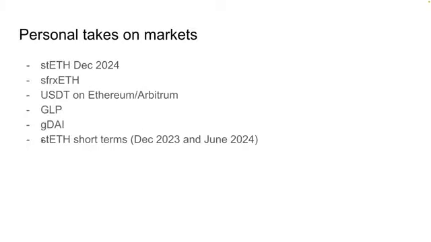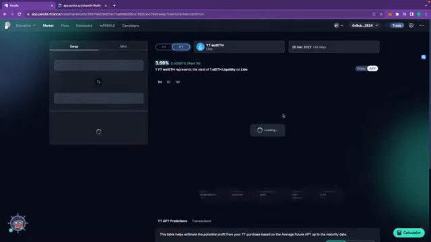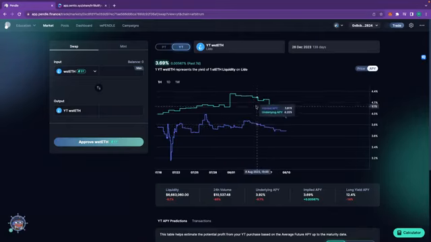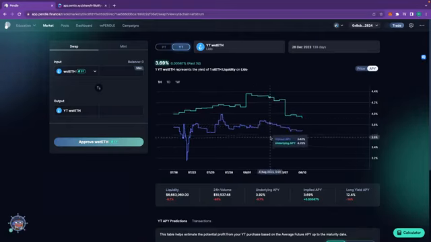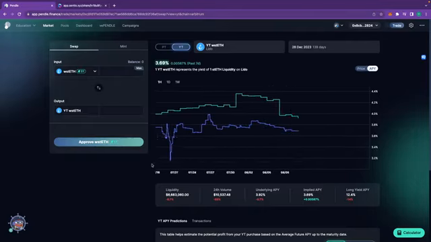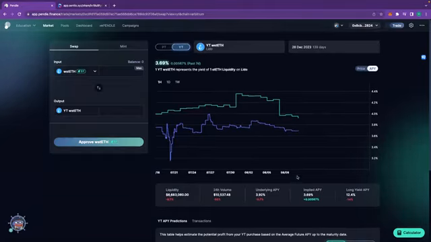And lastly, the stETH short-term pools. If you have been following these two pools that expire in December 2023 and June next year, they have been pretty actively traded in Pendle. You can see that the implied APY has been following underlying APY quite closely, and the trading volume has been very high as well. So for immediate action, I don't think there's a very strong case for either long YT or short YT.